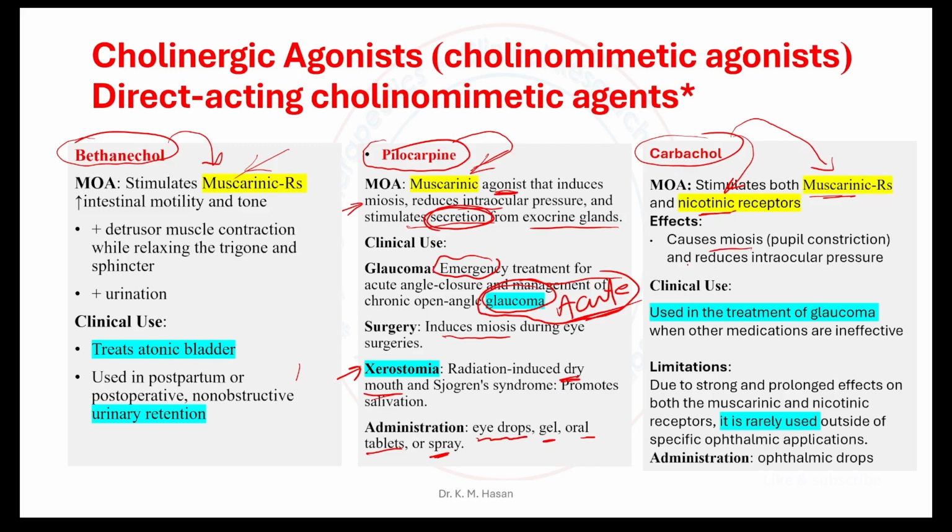Carbachol may cause meiosis through pupil constriction and reduce intraocular pressure. We use it locally on the eye. It is very rare to use in practice due to its effect on both nicotinic and muscarinic receptors. Carbachol affects the entire body, so we don't recommend using it. It is available only as an ophthalmic preparation for local effect. We don't prefer this medication because it may carry systemic effects on the entire body: the brain, the eye, the heart, the lung, the intestine, and the muscles. We don't recommend using it, similar to acetylcholine.